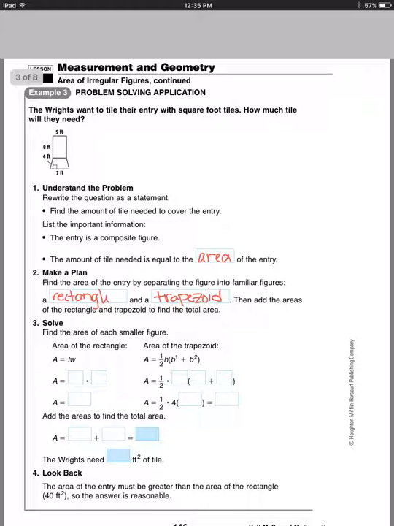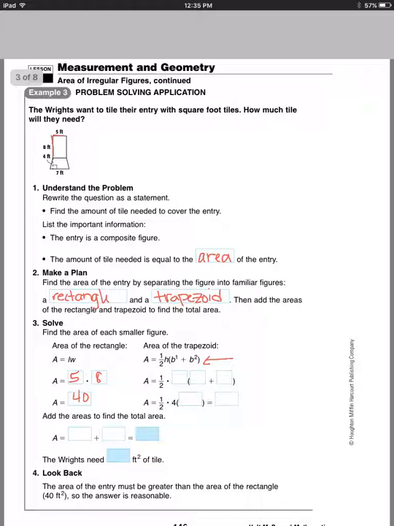So we know how to find the area of a rectangle from previous years. We multiply length times width. Okay? So the length is 5, the width is 8. So we have 5 times 8, which is 40. Okay? Now to find the area of the trapezoid, we have 1/2 the height times the length of base 1 plus base 2. Now that sounds a little confusing, but we'll break it up.